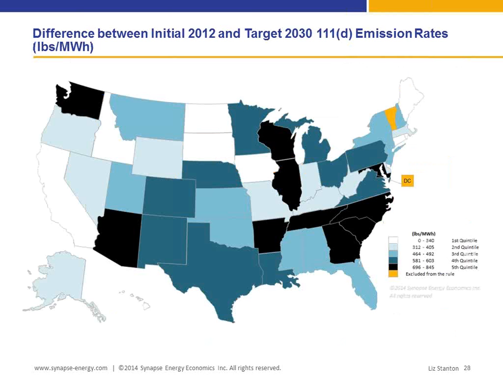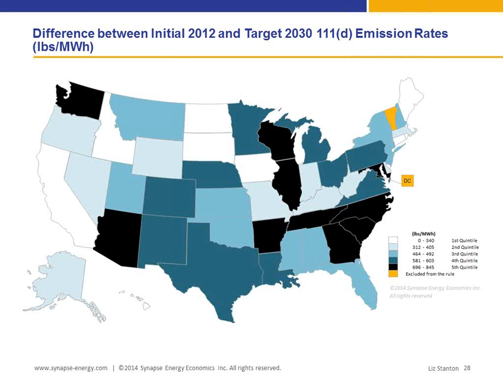This map shows the same information in terms of the difference, the size of the difference. So for the U.S. average, it was about 500. You can see that there's a range across the different states. The darkest ones have the largest ask, the largest difference between initial 2012 and the target. And the lightest colored ones, the kind of white, are the states that have the smallest ask.